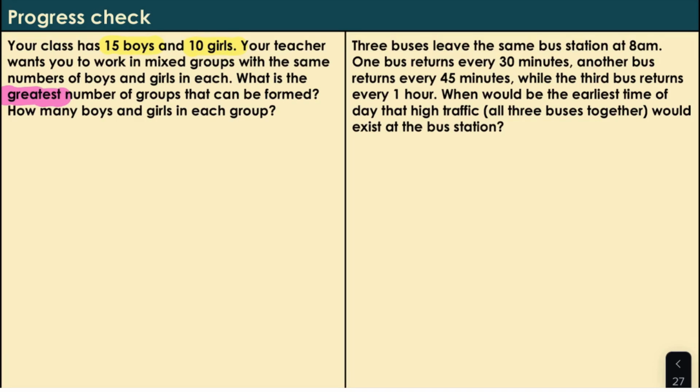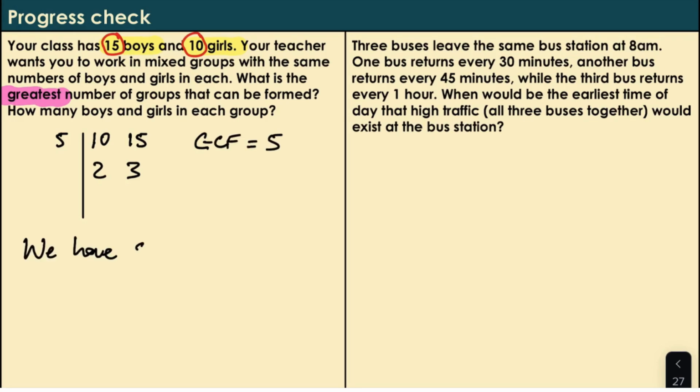Then we consider the number of groups. Will the number of groups be more than 15 or will it be less than 10? Of course, the number of groups will be less than 10, so we know that we are looking for the greatest common factor. Common prime factor, 5. 10 divided by 5 is 2, 15 divided by 5 is 3. There are no further common prime factors, so our GCF is equal to 5. 5 groups.